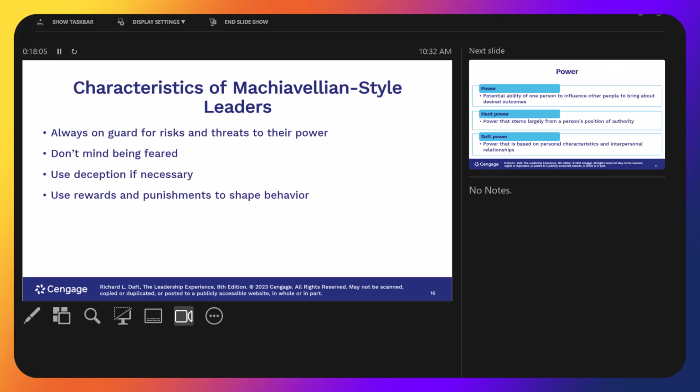The characteristics: always on guard for risks and threats to their power. Don't mind being feared. Use deception if necessary. Use rewards and punishments to shape behavior. If I think about this, one of the people that comes to my mind, if you're not familiar with this person, just go look him up in history, is Genghis Khan, the great Mongol leader of the empire. And he had a famous quote saying, "The beatings will continue until morale improves."